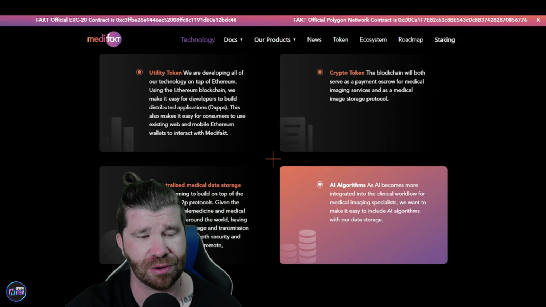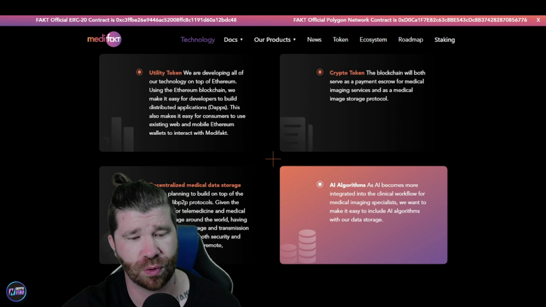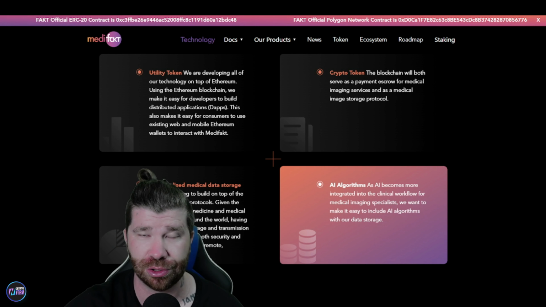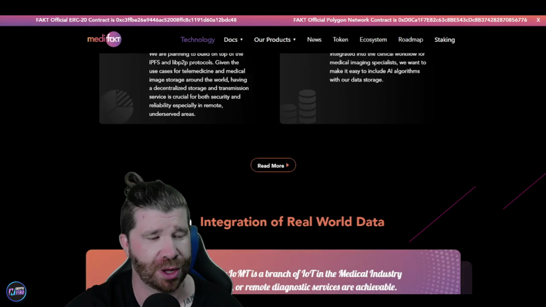Then we have AI algorithms. So as AI becomes more integrated into the clinical workflow for medical imaging specialists, they want to make it easy to include AI algorithms with their data storage, right? Which is cool. I like that.